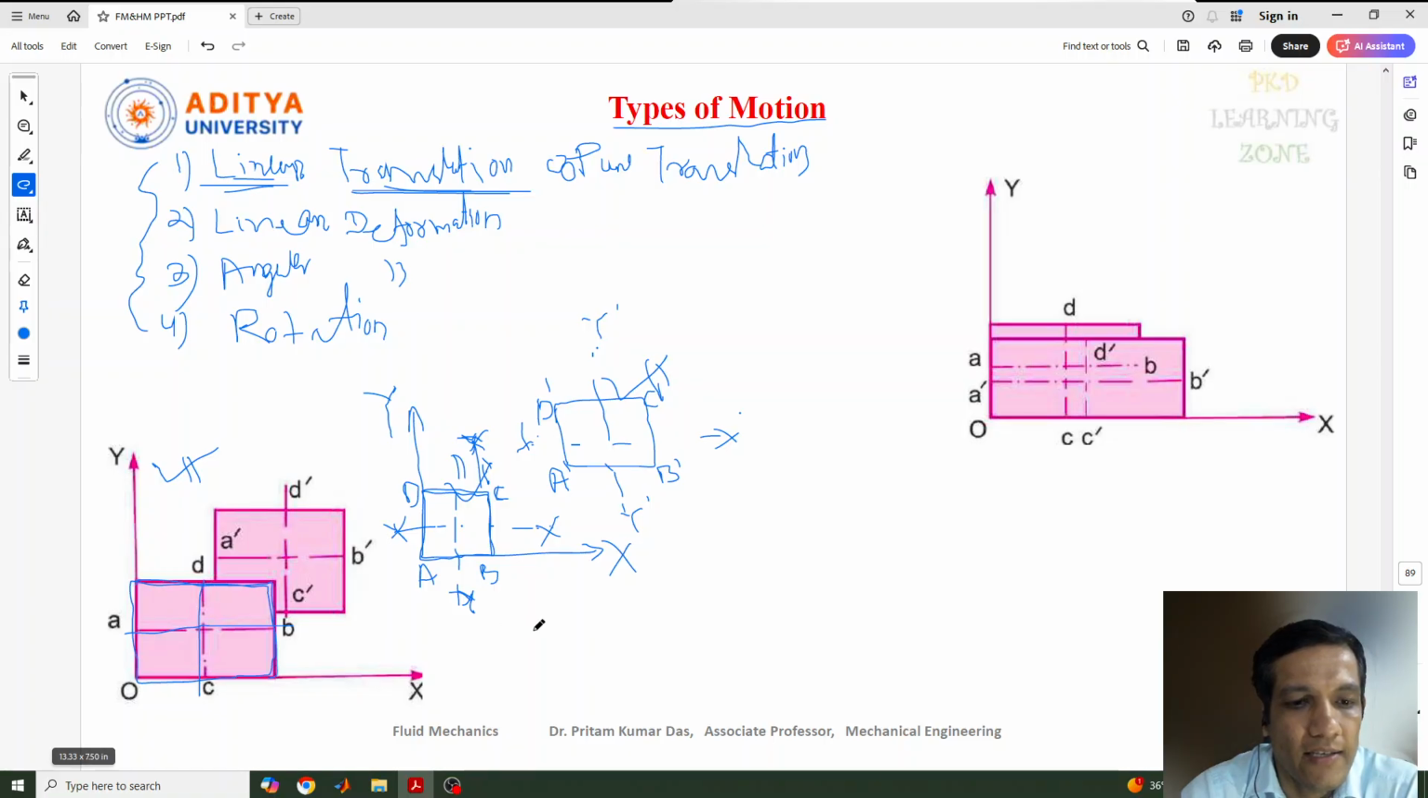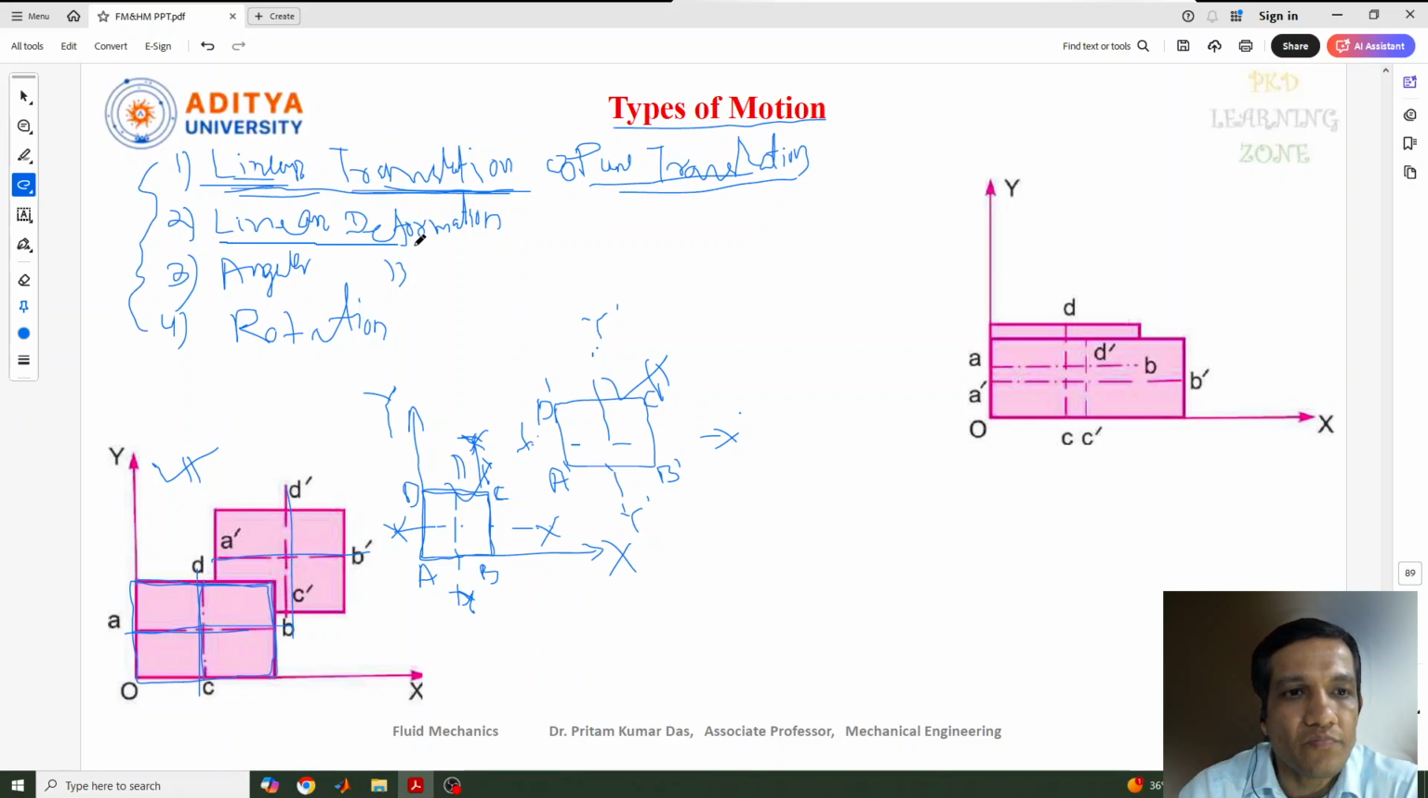AB are the axis line in the x direction, CD are the axis line in the y direction. And after changes happen, A dash B dash. If you see, this AB and A dash B dash both are parallel or not? Similarly, CD and C dash D dash both are also parallel. So in the linear translation, the fluid particles are moving, changing their position, but the axes of these fluid particles will remain the same. So that is the linear translation, or you can say the pure translation.